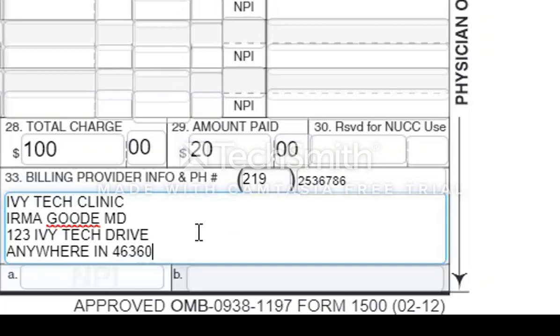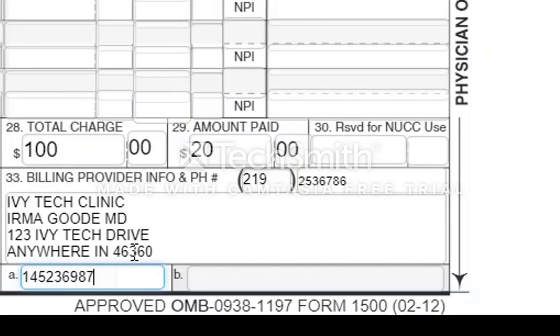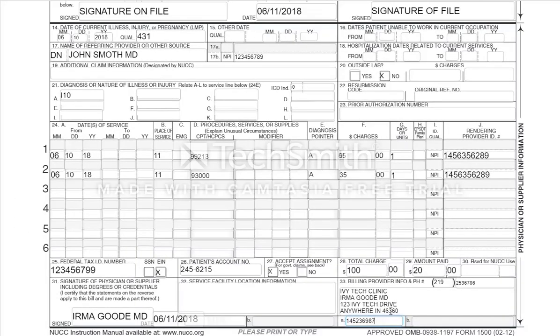Now, the last thing that we need to fill out on this form is going to be block 33A. And this is where that facility's NPI number is going to go. Okay, every facility, every clinic, every durable medical equipment, every provider has an NPI number. So if you have to fill out 32, for example, for the hospital, make sure you pull that information for that facility. Okay. And now you've completed a full CMS 1500 form.